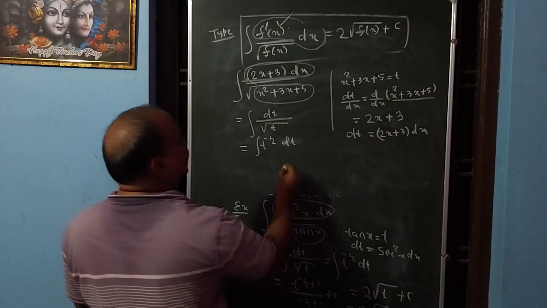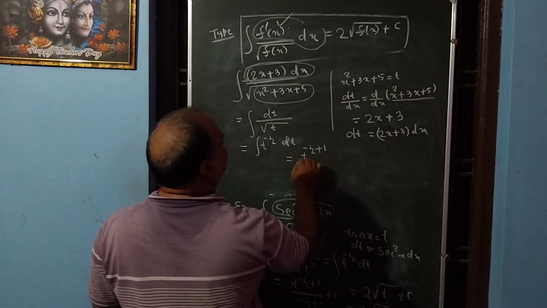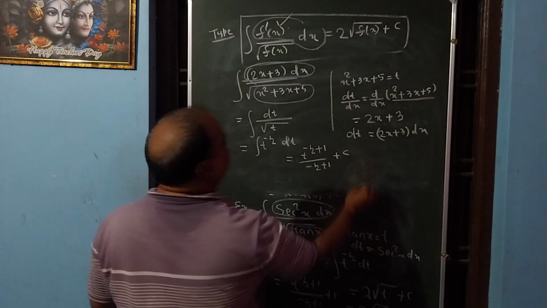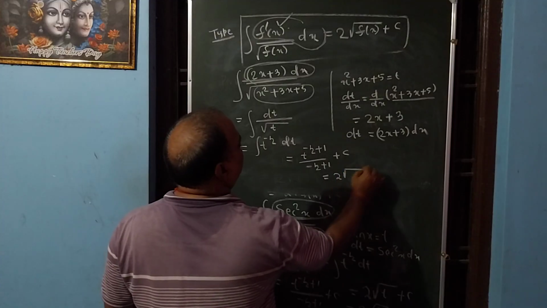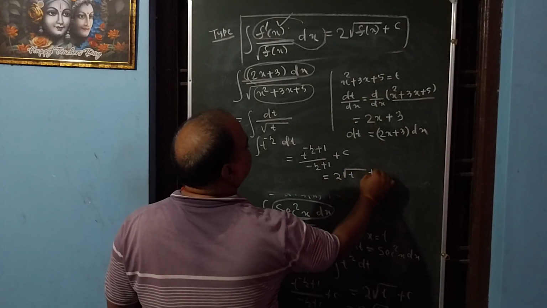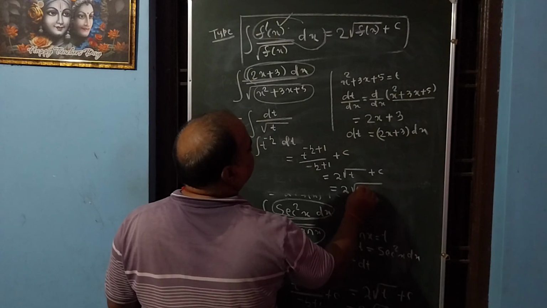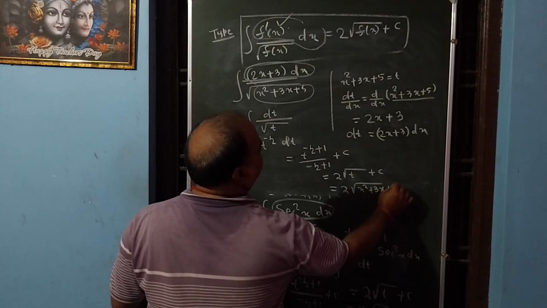So this can be written as t to the power minus half plus 1 divided by minus half plus 1 plus c. So we get 2 root over of t plus c, that is 2 root over of x square plus 3x plus 5 plus c.